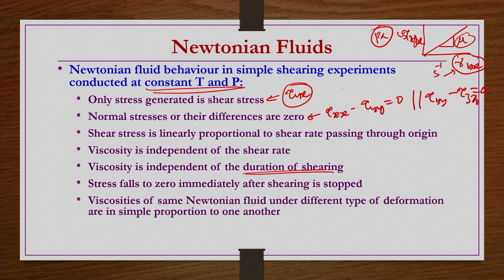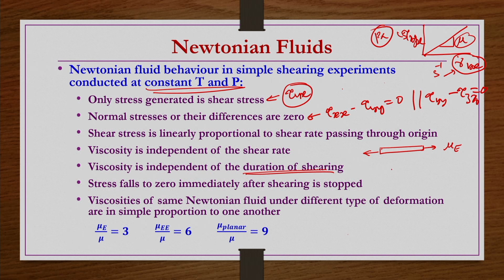Then viscosities of the same Newtonian fluid under different types of deformation are in simple proportion to one another. Whatever experiment we have done so far is a shearing experiment. Another kind of experiment is an elongational deformation. Say you take a fluid element and elongate it in one direction. Here the deformation is different, though it is the same Newtonian fluid. When you do a unidirectional elongation, the viscosity is indicated by mu e, let us say.